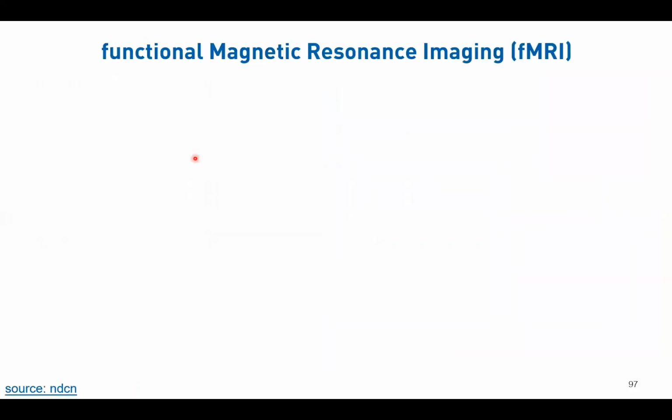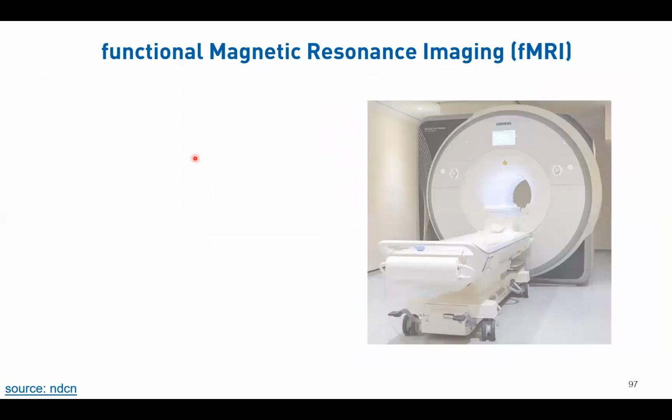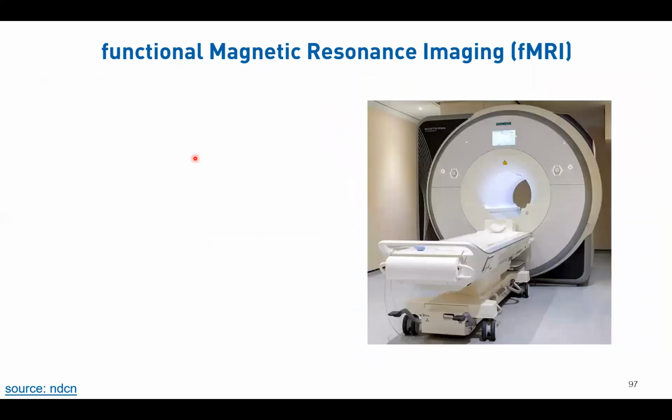Okay, the next brain imaging technique is functional magnetic resonance imaging, the fMRI machine. Here, this is the machine. It's also a huge machine. Participants lie down in the machine, and this machine measures some activity of the brain when participants are doing experiments, for example, decision making.